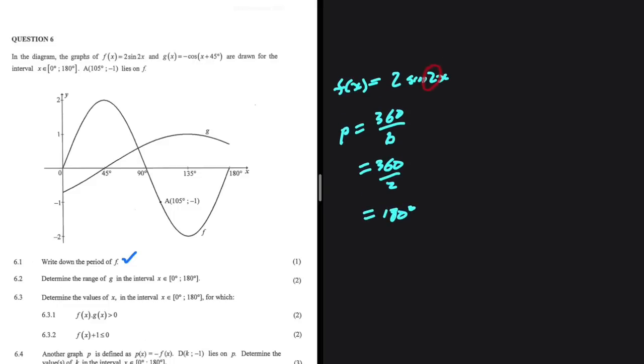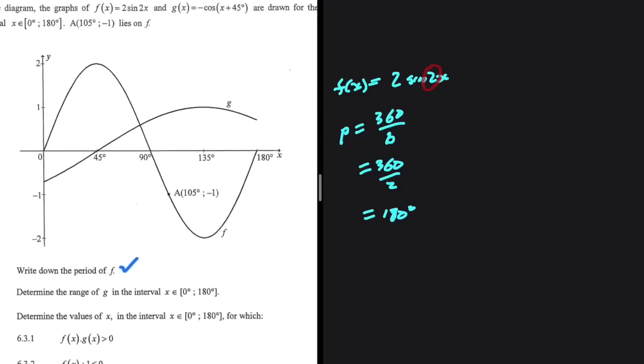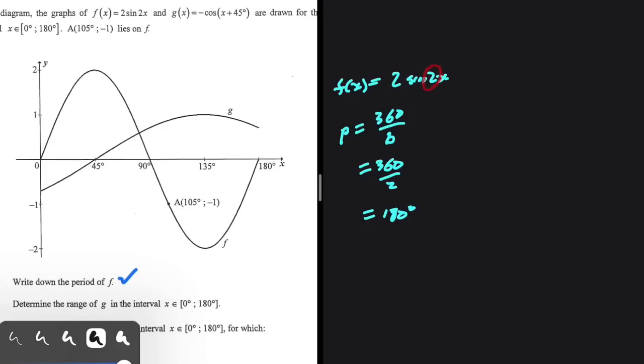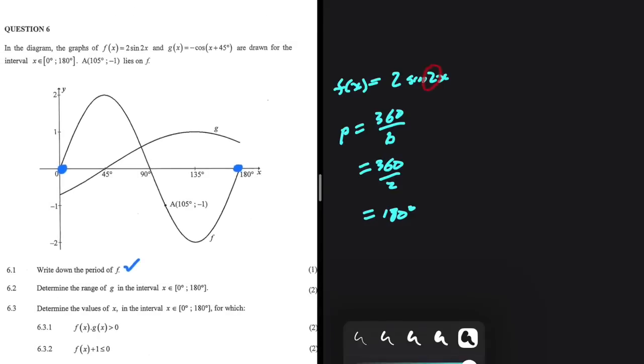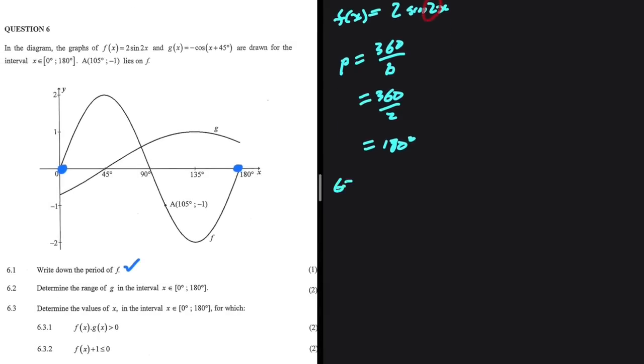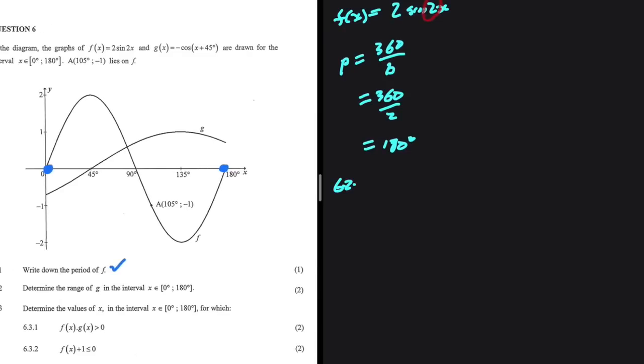Okay, you can decide to calculate it instead, but the question says we must just write it down. Even if you look at your graph, you can see that the graph of f of x completes itself between 0 and 180. So the period is 180 degrees. Let's move to 6.2. Determine the range of g in the interval x is an element of 0 to 180 degrees. g of x is equal to minus cos of (x plus 45 degrees).